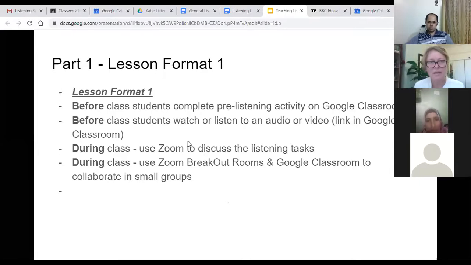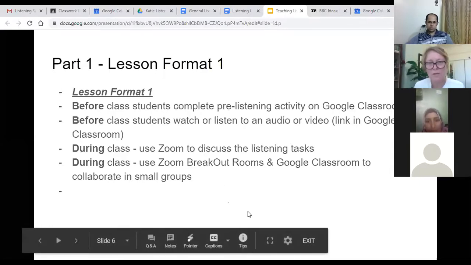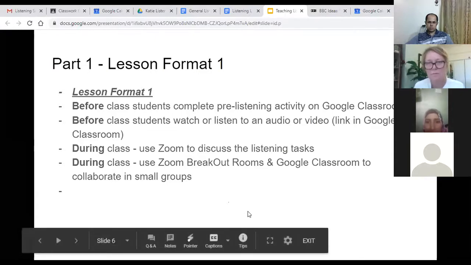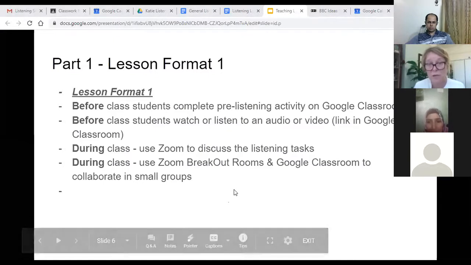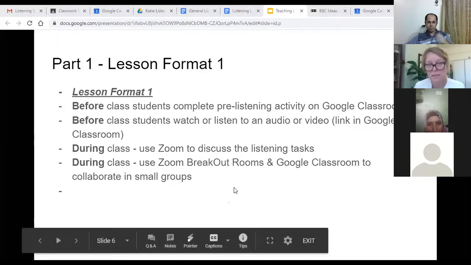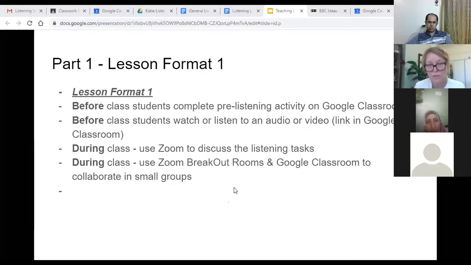So lesson format one, before the class, students complete pre-listening activity on Google Classroom. Before class, students watch or listen to an audio or video link in Google Classroom. During class, they use Zoom to discuss the listening tasks. And during class, they use Zoom breakout rooms and Google Classroom to collaborate in small groups.